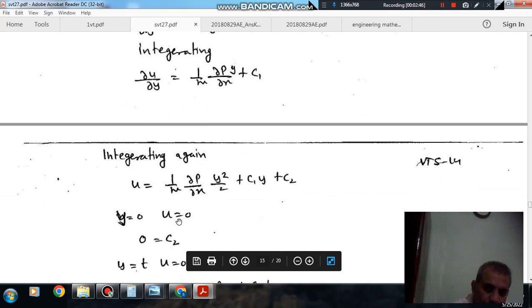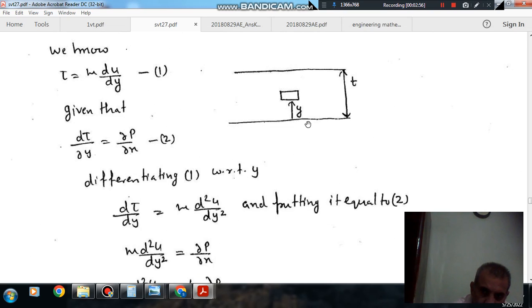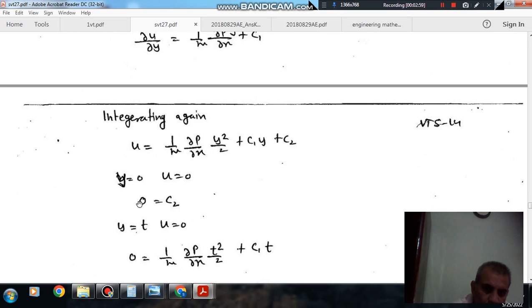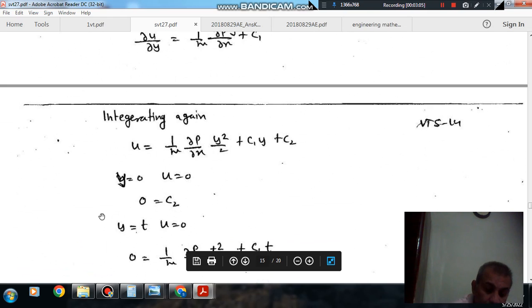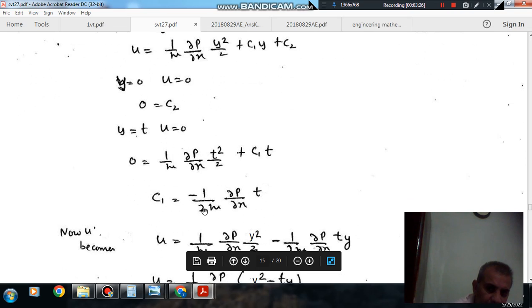At y = 0, u = 0, and c2 is just 0, because the fluid adjacent to the stationary plate will have zero velocity. At y = t, u = 0, so 0 = (1/μ) ∂p/∂x · t²/2 + c1 t. So c1 comes out as -1/(2μ) ∂p/∂x · t.